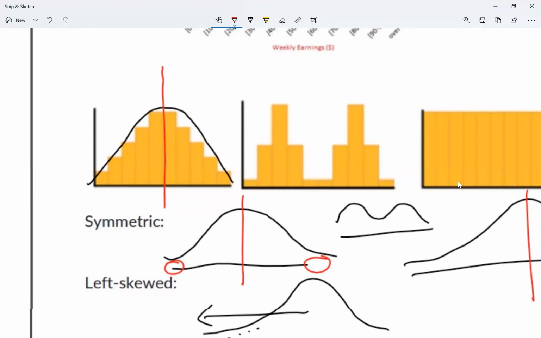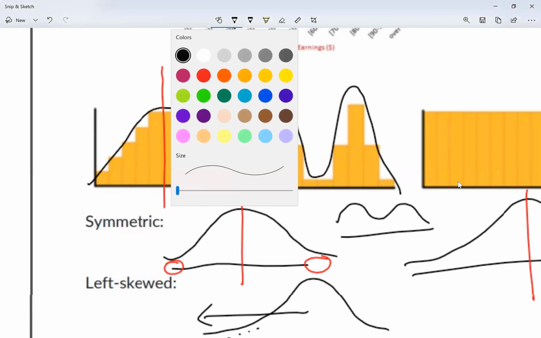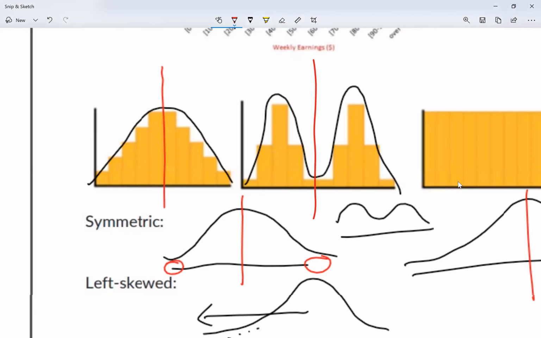That is symmetric. Now, when I look at the second graph, it has a peak and it goes down, and it has a peak and it goes down. It is symmetric because I can cut it in the center and the left side is a copy of the right side, but I'm going to say this is bimodal. I'm going to emphasize bimodal more. It has two modes. So it is symmetric in one sense, but I'm going to go more into bimodal.